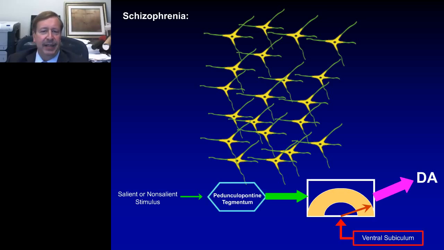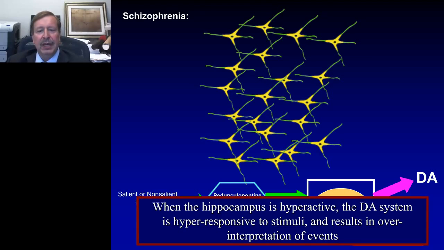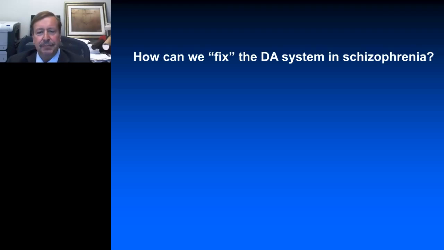Ideas such as these are aliens planning to abduct them, that this is the CIA spying on them, or these magical types of thoughts, something that Shitij Kapur has referred to as aberrant salience, or the improper attribution of importance to what should be a benign stimulus. So when the hippocampus is hyperactive, the dopamine system is hyperresponsive to stimuli and results in overinterpretation of events.